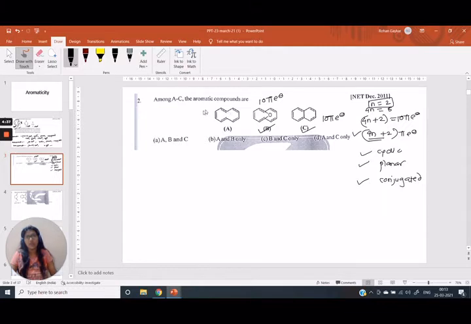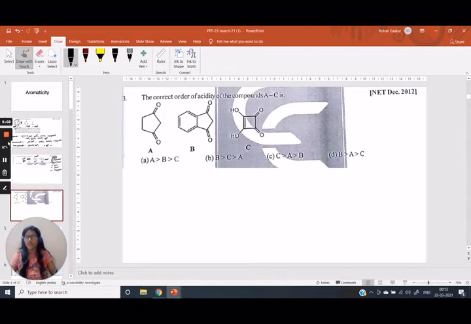In compound A, here are pi bonds, that is 10 pi electrons. The system is cyclic, conjugated, but it is not planar. Non-planar. Why is it non-planar? Due to repulsion between two hydrogens, the system is non-planar. Therefore, compound A is non-aromatic. Therefore, which option is correct? Option B and C. Therefore, option C is correct.